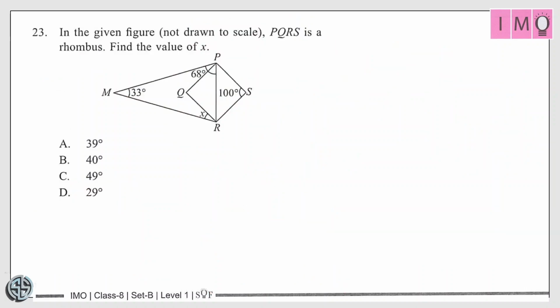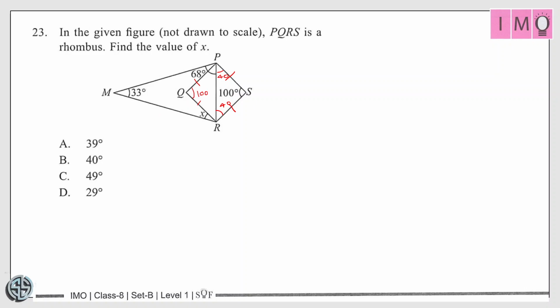Now here we are on question number 23. In this question you have to tell the value of x. So here it is given PQRS is a rhombus, right? And we know in a rhombus all the sides are equal, so PS will be equal to SR. So in this triangle PRS, this angle will become 40 and that angle will also become equal to 40, right? Similarly, this PQRS is a rhombus, so this side will also become equal to this. So this will become an isosceles triangle here, and angle S is just opposite to that.